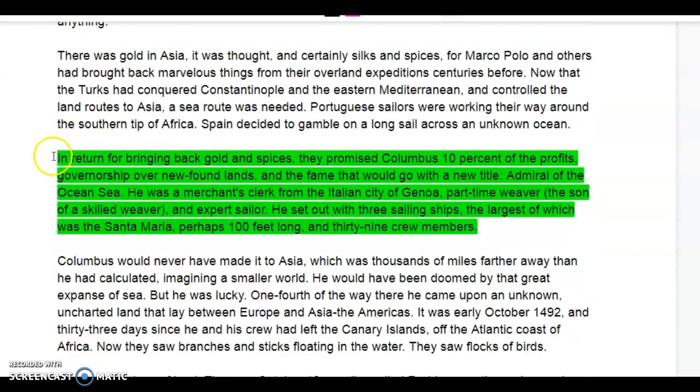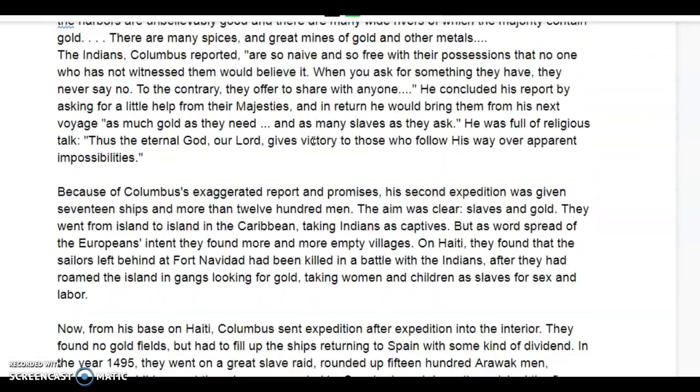I've highlighted this in green because it gives me some background information of what I want to elaborate. He is looking for this new title of Admiral of the Sea, and Howard Zinn does make a point here that he's the son of a skilled weaver, and he's also a part-time weaver. So no matter how great he is at being a sailor, and he is a very good sailor, he is not nobility. So this action here is one of the few times someone in Europe has this opportunity to become a noble.